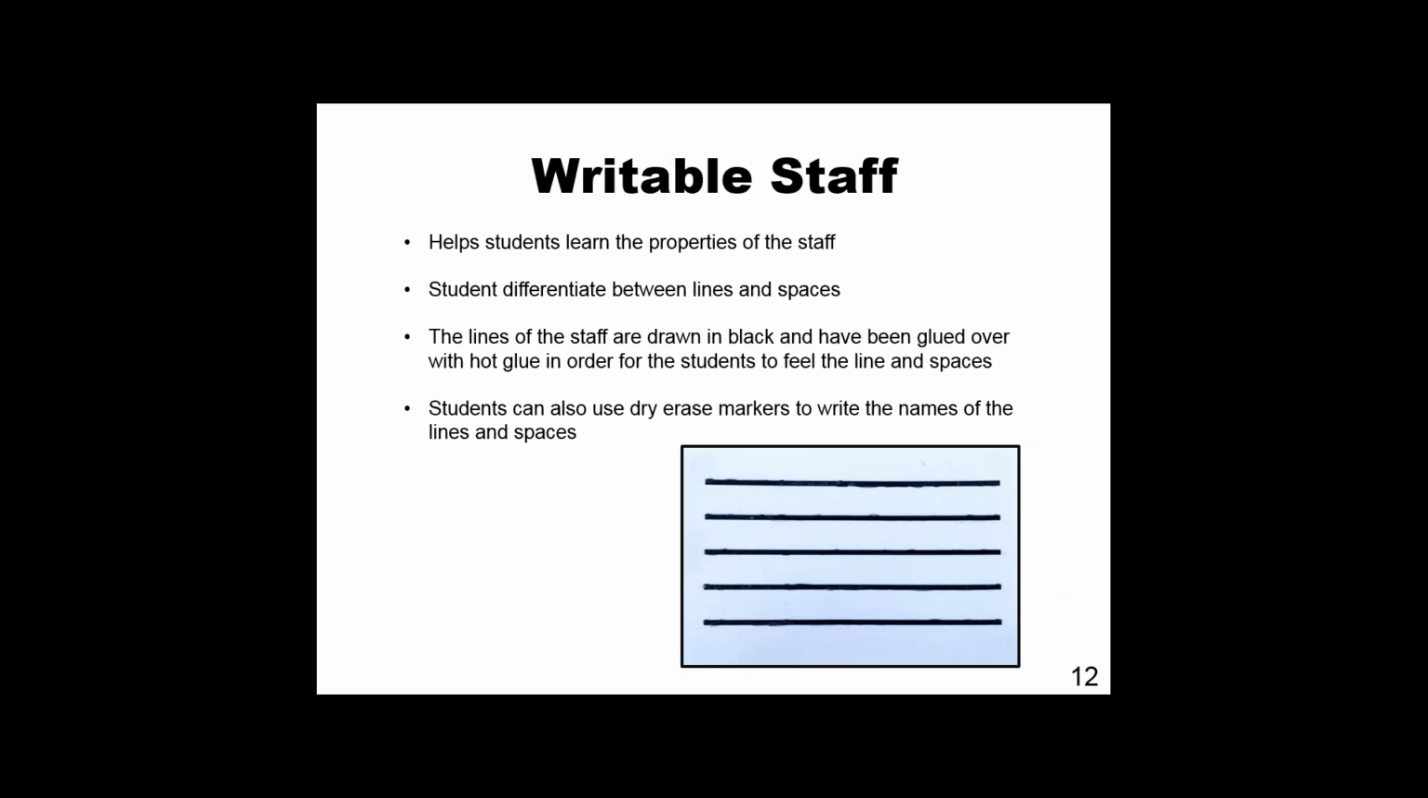When I was working on our simplified staff, I decided that I would like my students to be able to one day transfer to a full staff. So here we have a 5-line staff. I call this our writable staff. And with this staff, it helped my students learn properties of the staff in reading music, such as that it has 5 lines and that there are lines and spaces. Once again, I drew the line in black marker and then glued over with a hot glue gun so that my students can feel when they're touching the bumpy lines of the glue, that's a line.